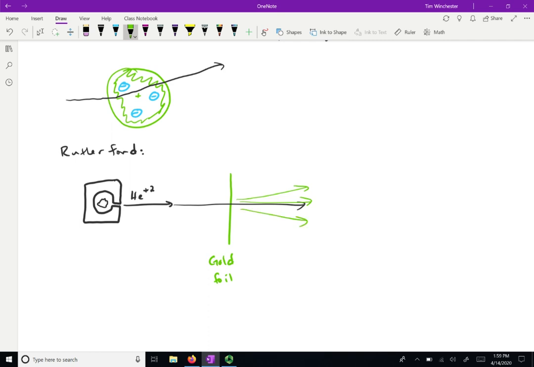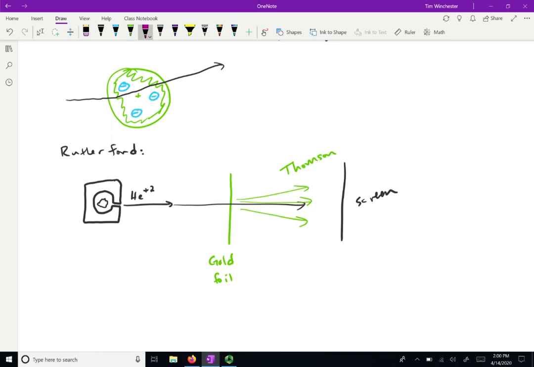The last bit of the experiment is that there's a screen here where you can detect when the little radioactive particles, the helium nuclei, hit that screen. So you can measure where they go. All right, so this is the Thomson prediction in green. What Rutherford actually saw was dramatically different.